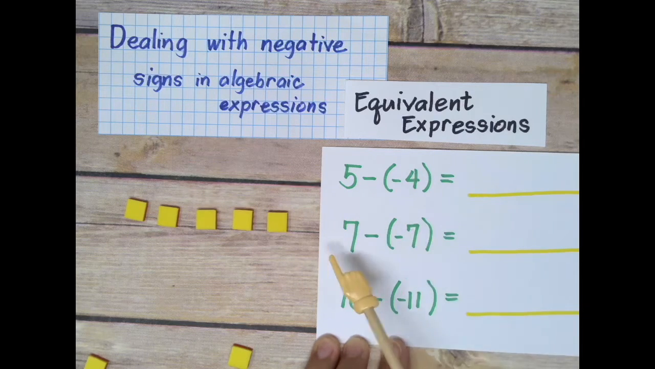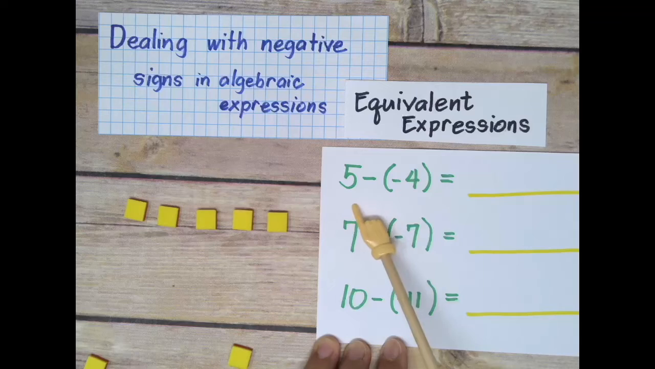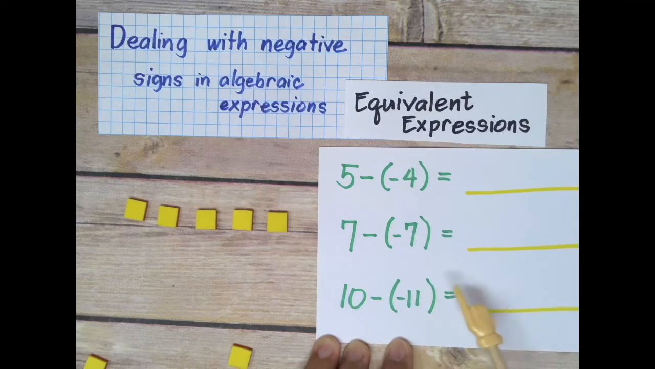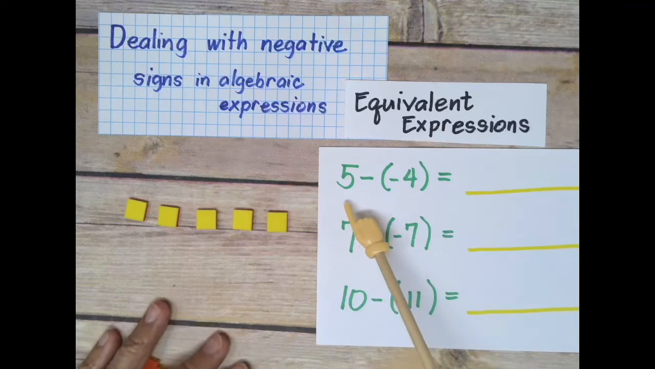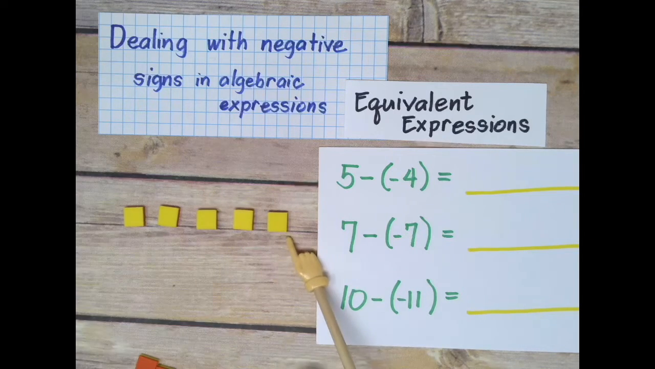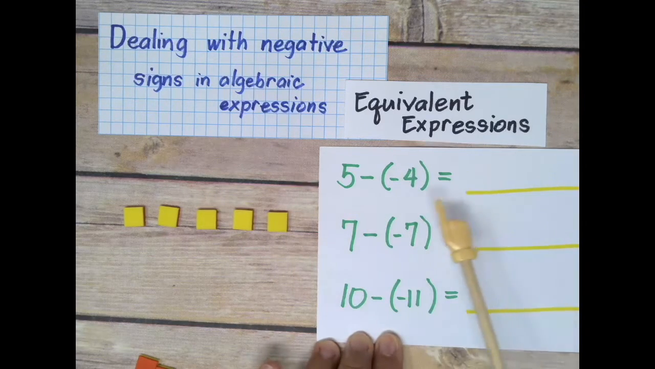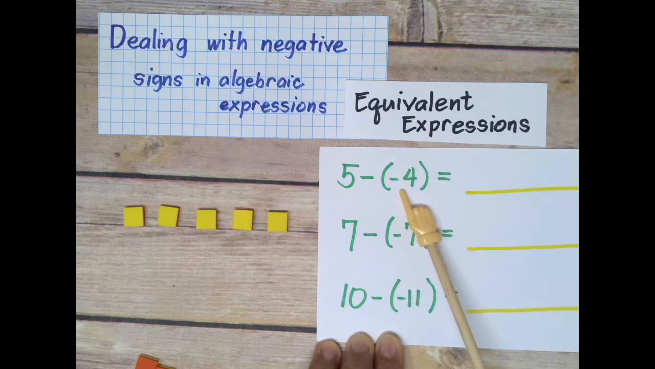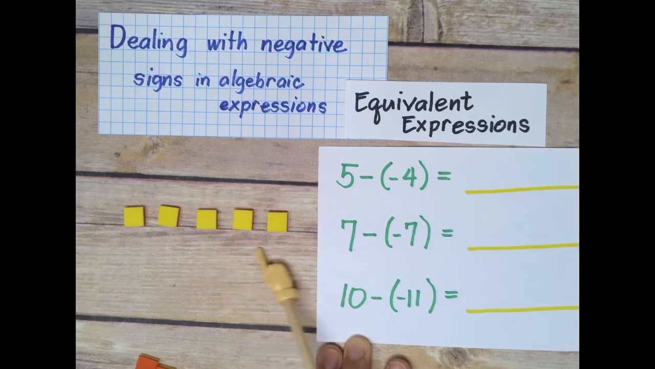Using the algebra tiles, we are going to find out what these expressions will be equivalent to. So let's start with 5 minus negative 4. I have here 5 yellow tiles representing positive 5, and we need to take away negative 4. But we do not have orange tiles. So that means we need to bring in 4 zero pairs.